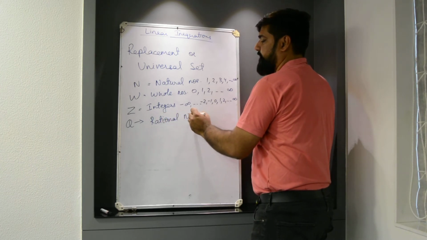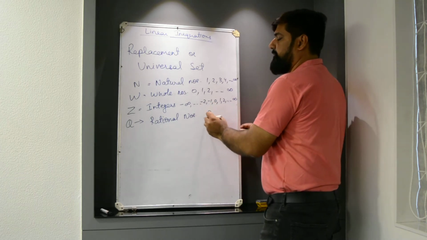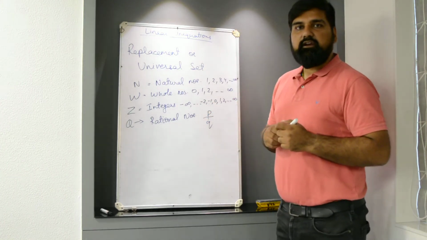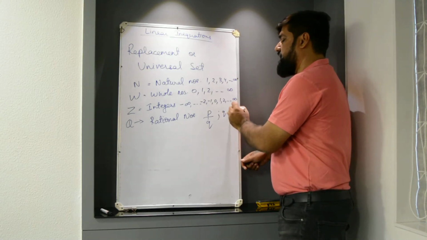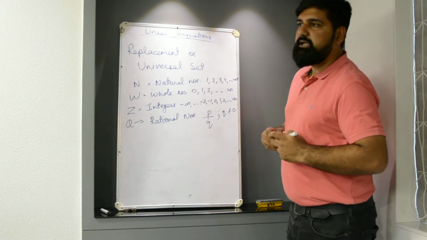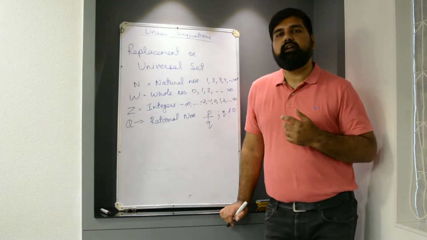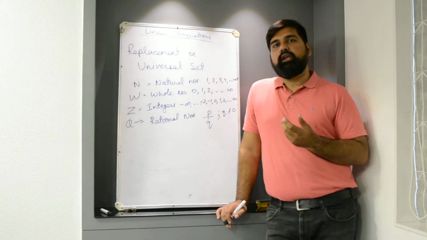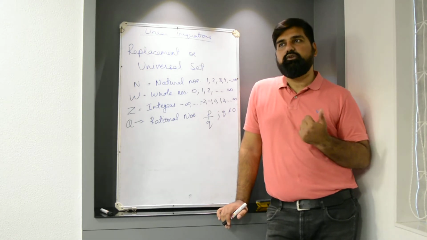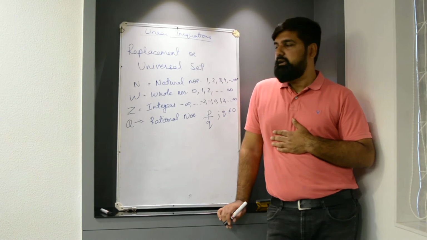Rational numbers. Rational numbers are of the form p upon q, which means they are in the form of a fraction, where q can never be equal to 0. By this we mean that a denominator can never be equal to 0. We have already learned that 0 cannot come in the denominator. It can come in the numerator, but it cannot come in the denominator.